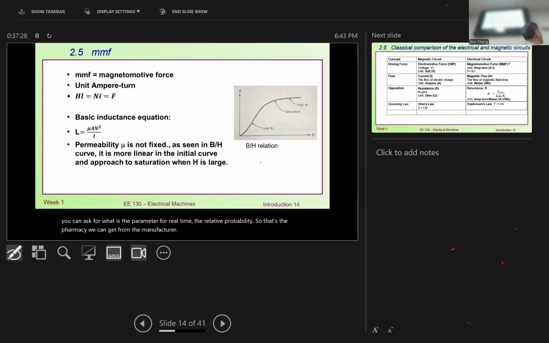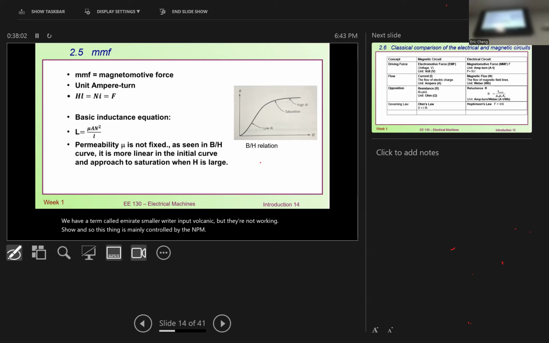So another term is called MMF, magnetomotive force. Anybody heard about this term? MMF is more like the input voltage. Of course, in an electrical circuit, we call it electrical voltage. For a magnetic circuit, we have a term called MMF, which is like the input voltage, but they're not voltage, they're magnetic voltage. So this is mainly controlled by the ampere-turn term.